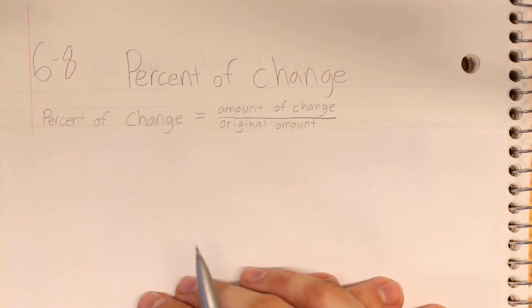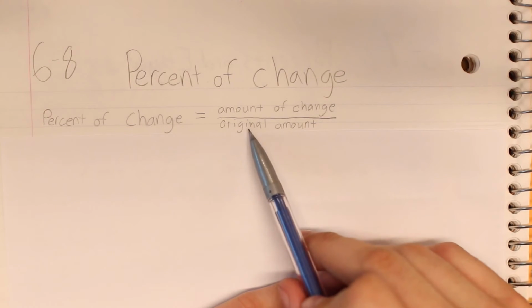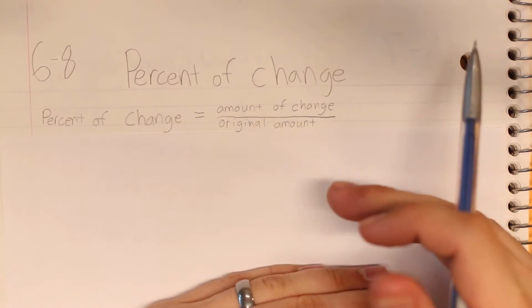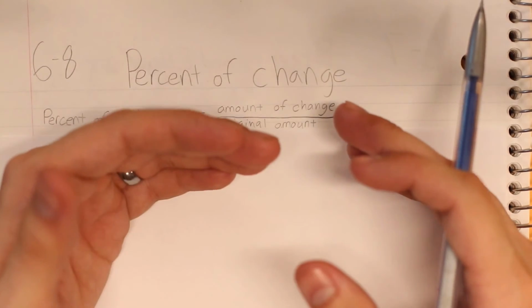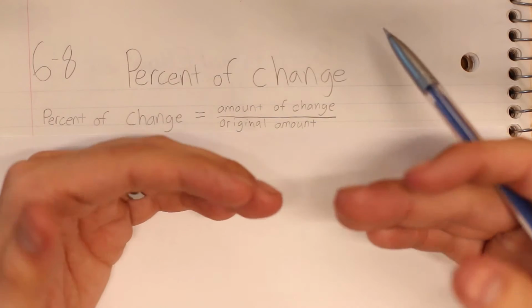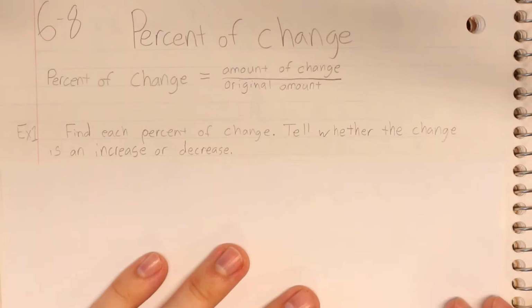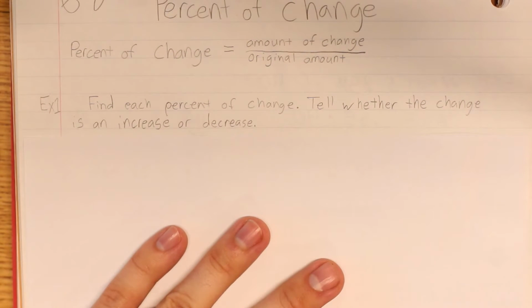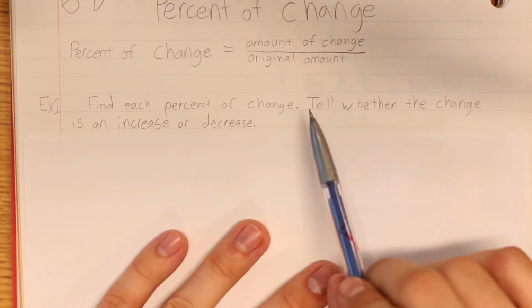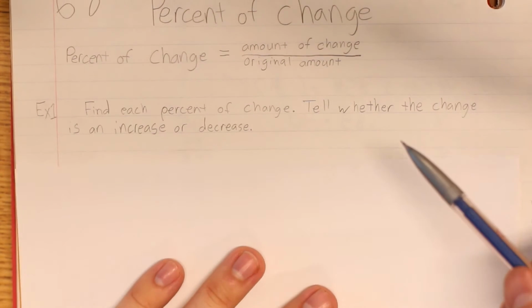So the percent of change is equal to the amount of change divided by the original amount. And basically this is used to see how much has something changed. How much has it increased by or decreased by, the percent value. All right, so let's take a look. So we're told here to find each percent of change and to tell whether the change is an increase or a decrease. And even though it tells you to do this second, you can actually do this first because you can tell really quickly what it's doing.